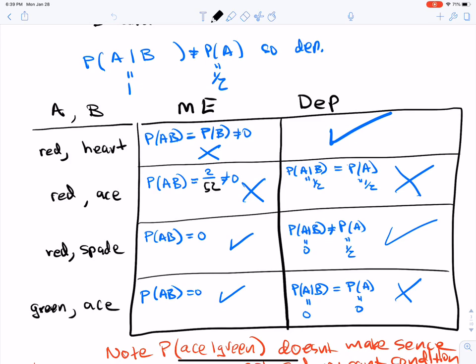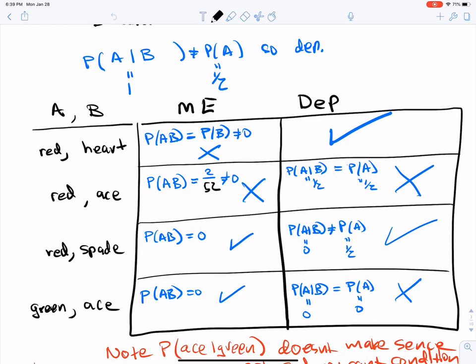And the last one's kind of a curious one. If A is that the card is green and B is that it's an ace, well, clearly those are mutually exclusive because you can't have a green ace.